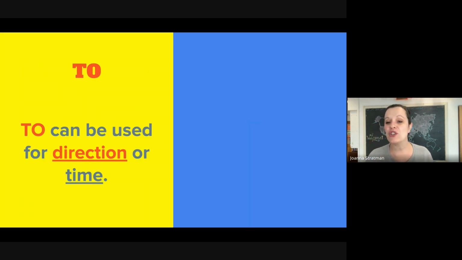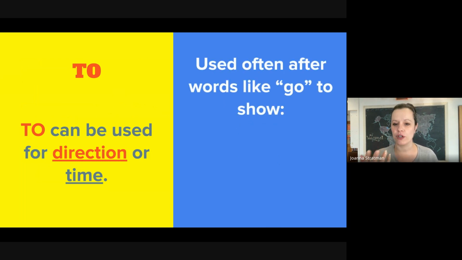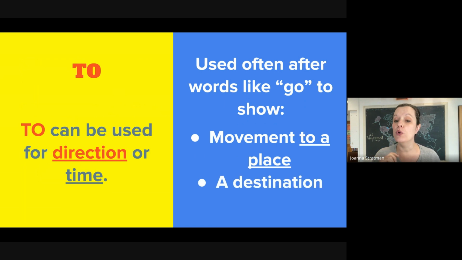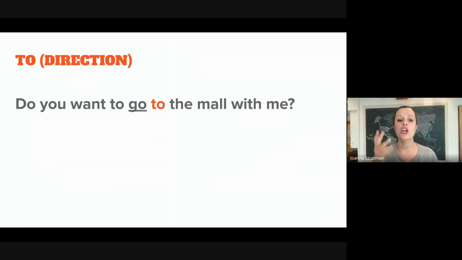Okay, my friends, let's start with the definitions of to. To can be used for direction or time. Let's start with direction. When we use to for direction, it is often used after words like go to show movement to a place or a final destination. Let's look at some examples. Do you want to go to the mall with me? Here we are using go and then to show the destination of the mall.